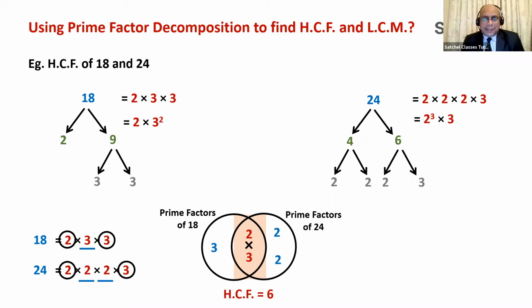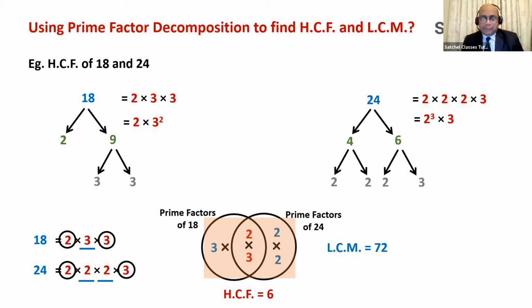While the LCM is the product of the prime factors which are there together in all the regions put together. So if you look at all the prime factors inside the Venn diagram, we have 3 times 2 times 3 times 2 times 2, and that is 72. Right? 3 times 2 is 6, 6 times 3 is 18, 18 times 2 is 36, 36 times 2 is 72. So the LCM of 18 and 24 is 72, while the HCF is 6.